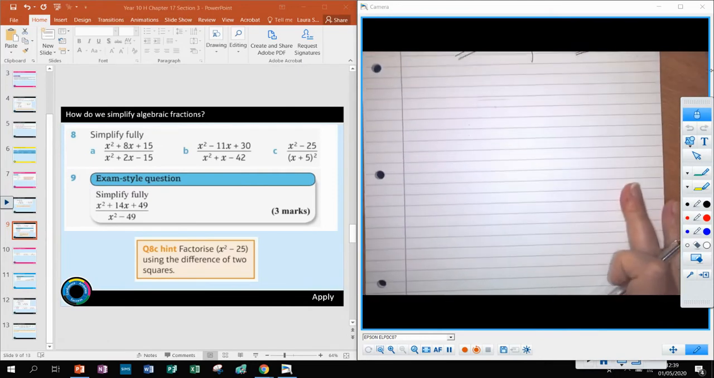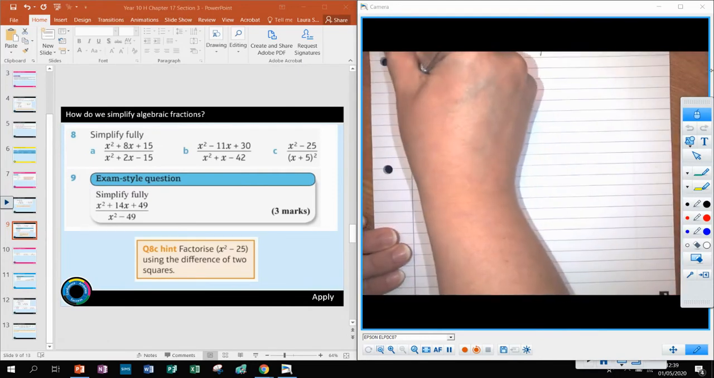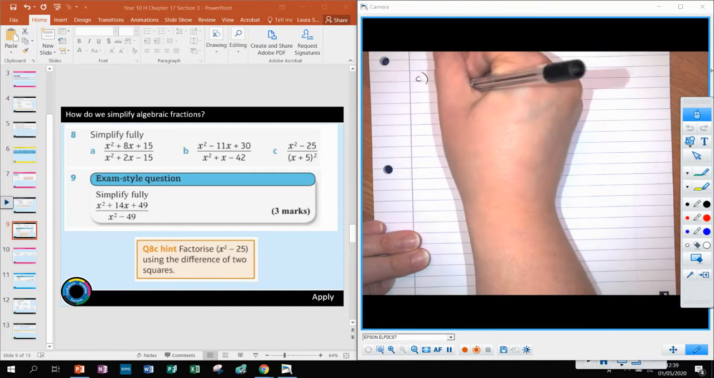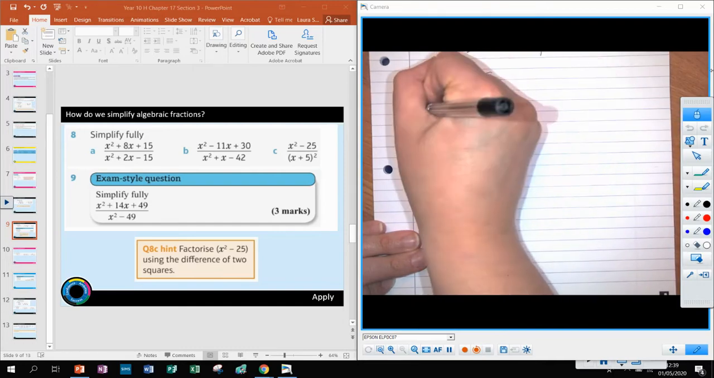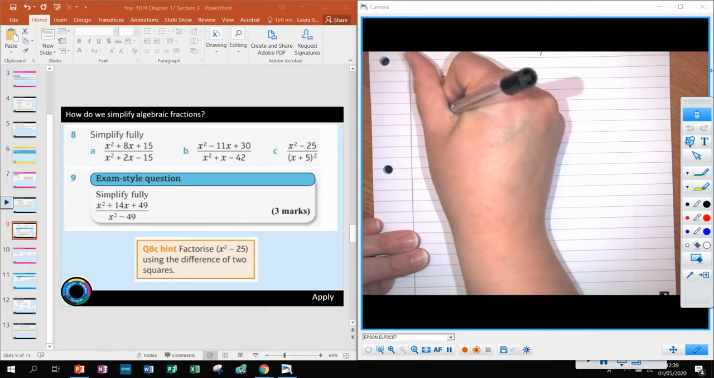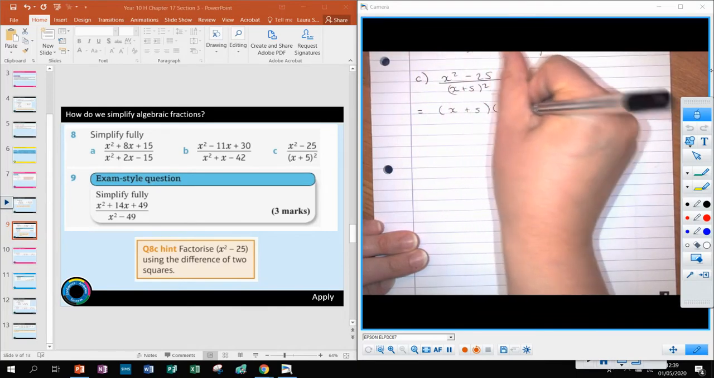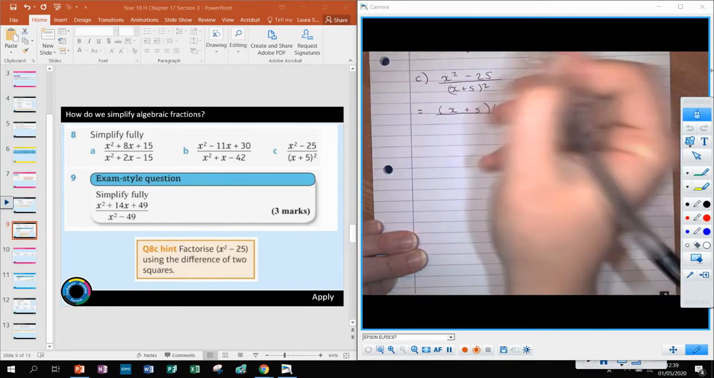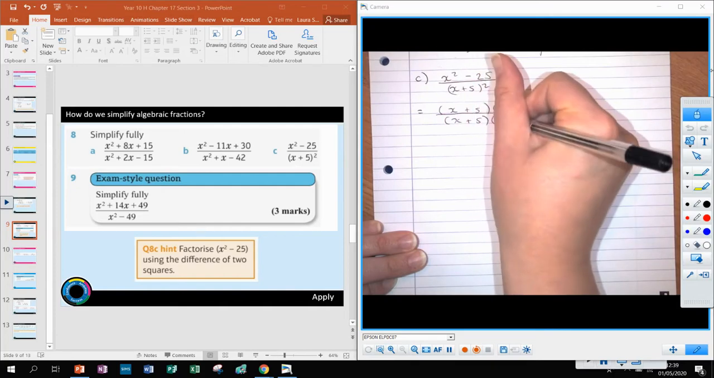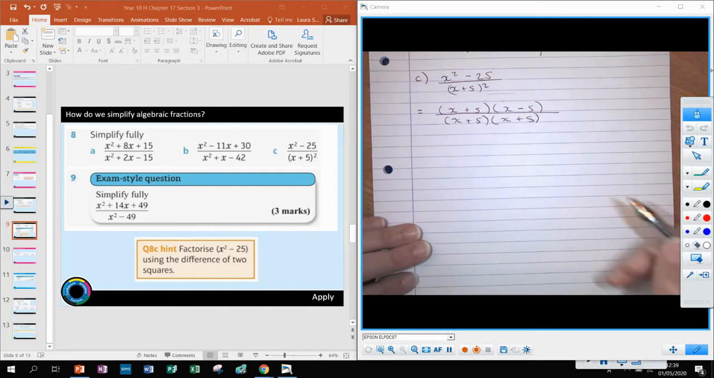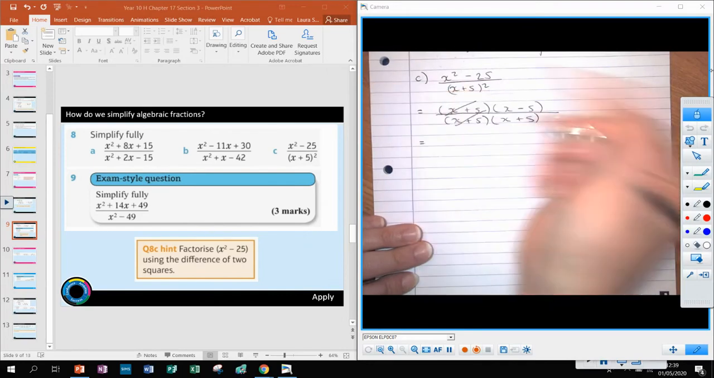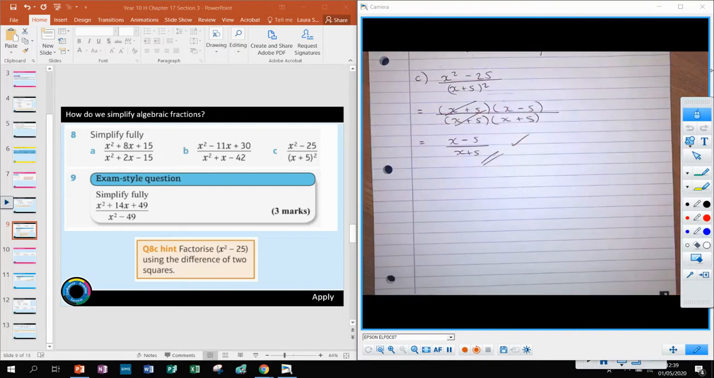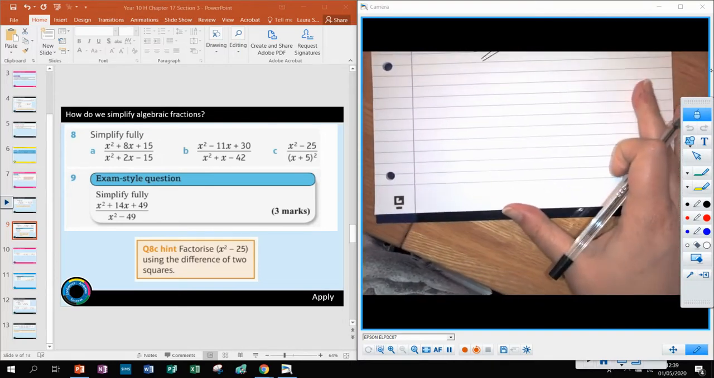Okay, and moving on to part C, let's take a look. We had x squared minus 25 over x plus 5 squared. So the top we should recognize as difference of squares. So that's x plus 5 and x minus 5. Remember, 5 is the square root of 25. We need a plus and a minus there for difference of squares. And here we can expand this to being x plus 5 times x plus 5. One of those will cancel out, and we get a final answer of x minus 5 over x plus 5. Okay, lovely.